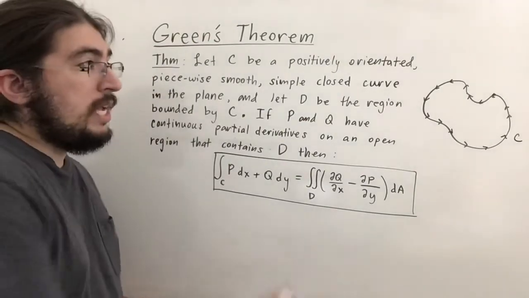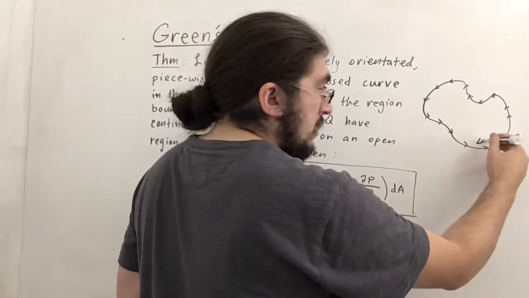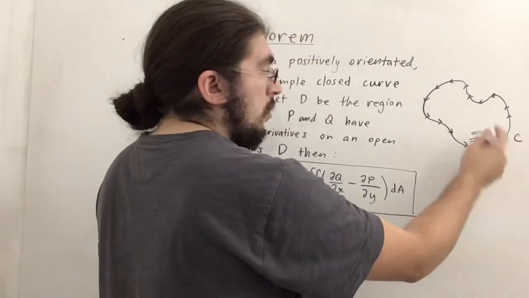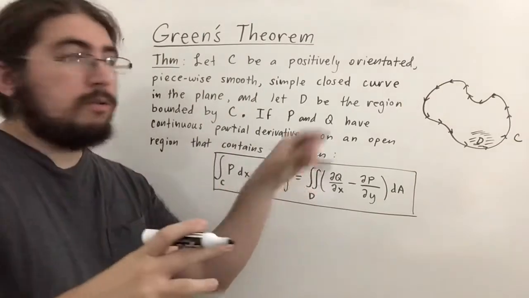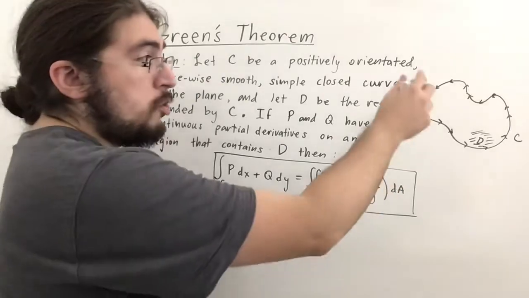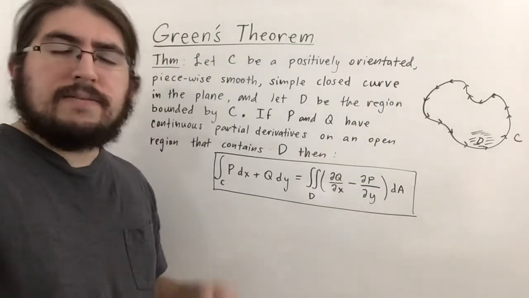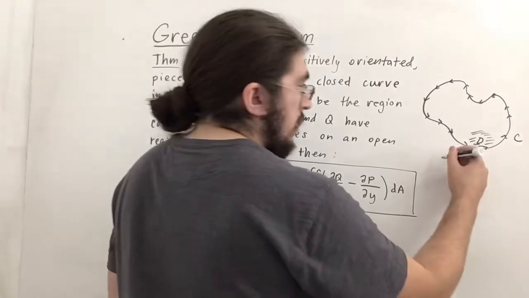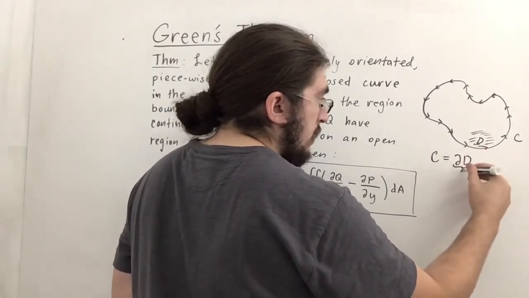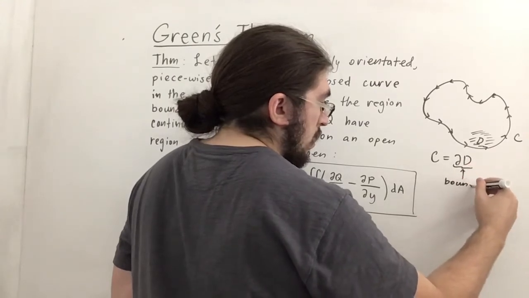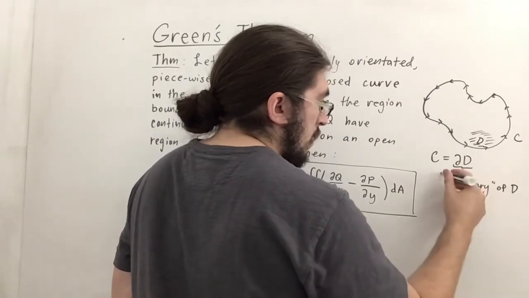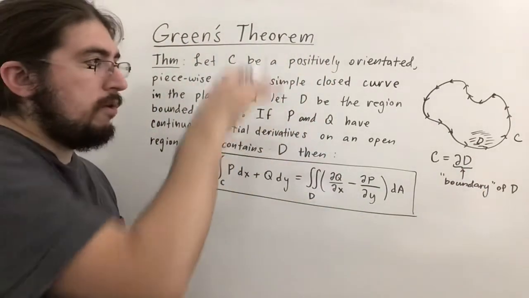The region that this encloses is D. So let me shade that so you know that's what I mean. The whole solid shaded region is D itself, but the boundary of D is the curve C. And in fact, there's actually notation for this. Here we can say that C is equal to partial D, and this means boundary of D. So it's just the outside curve of the region D.